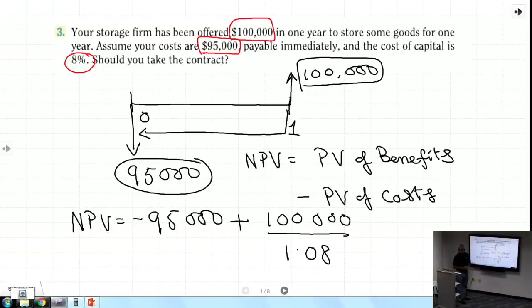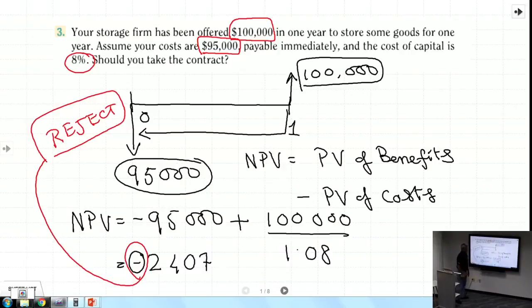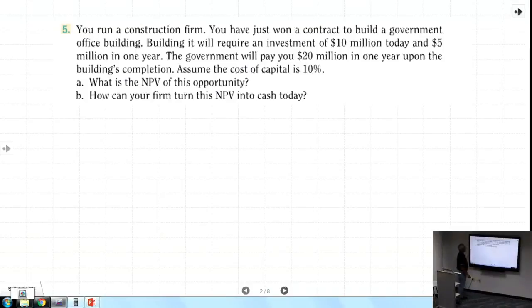So if you do the math, this comes out to negative $2,407. Given that this is negative, your answer would be that you are going to reject this proposition or reject this project. Why? Because net present value is negative. The present value of the cost exceeds the present value from any benefits. So very simple application, straightforward application of time value of money concept.